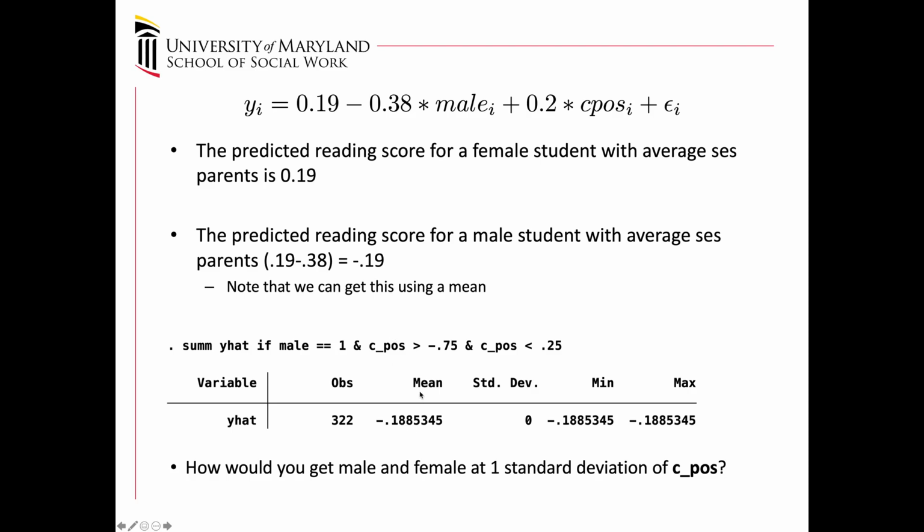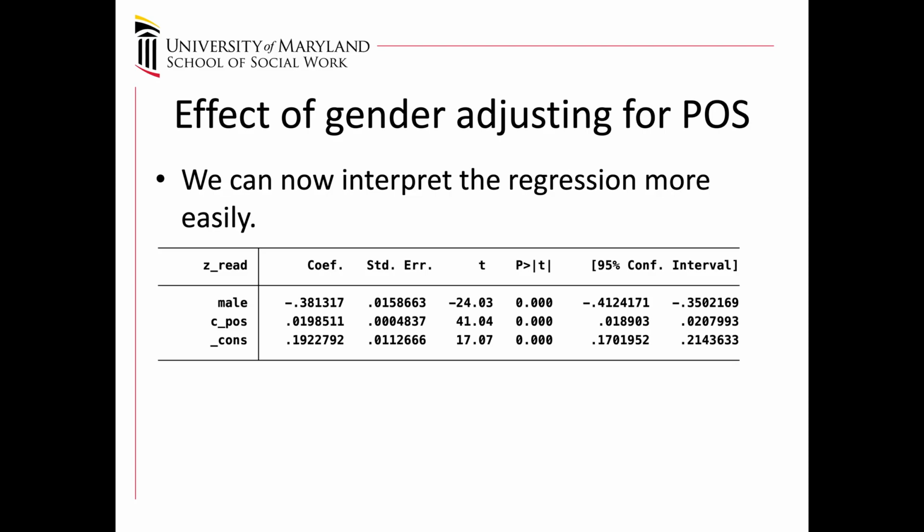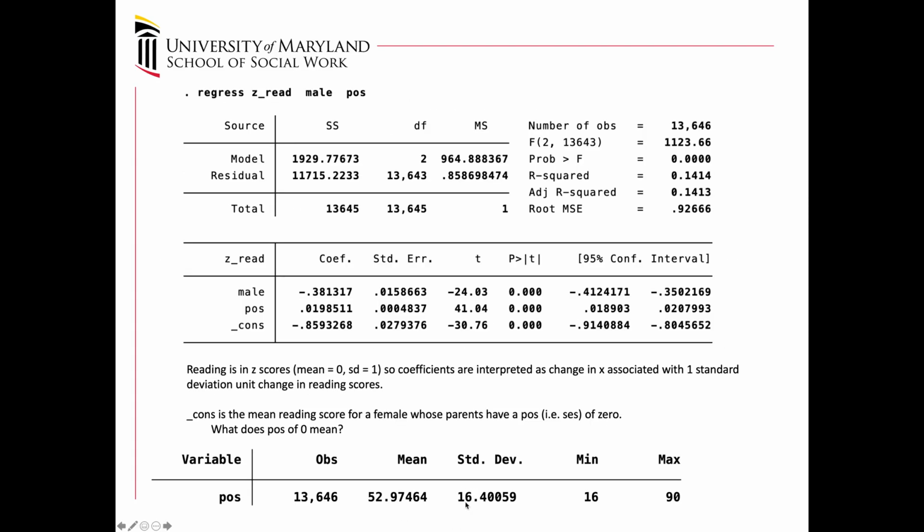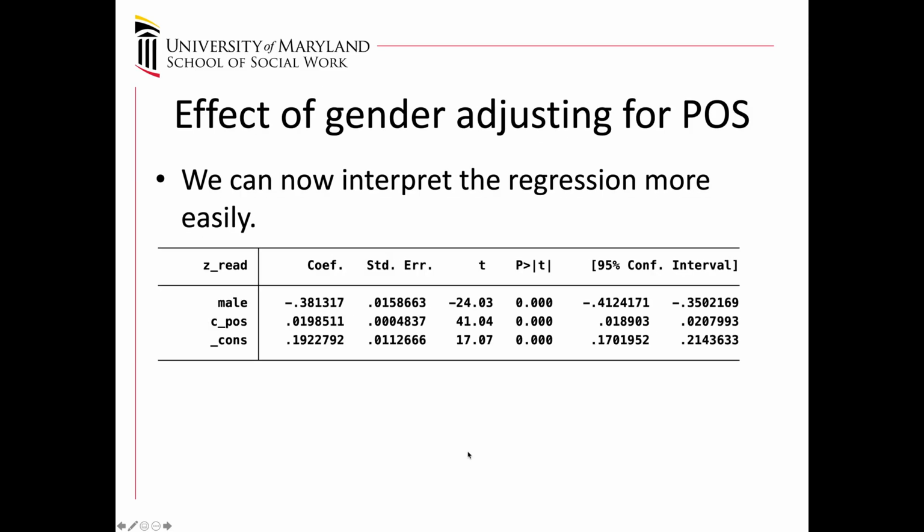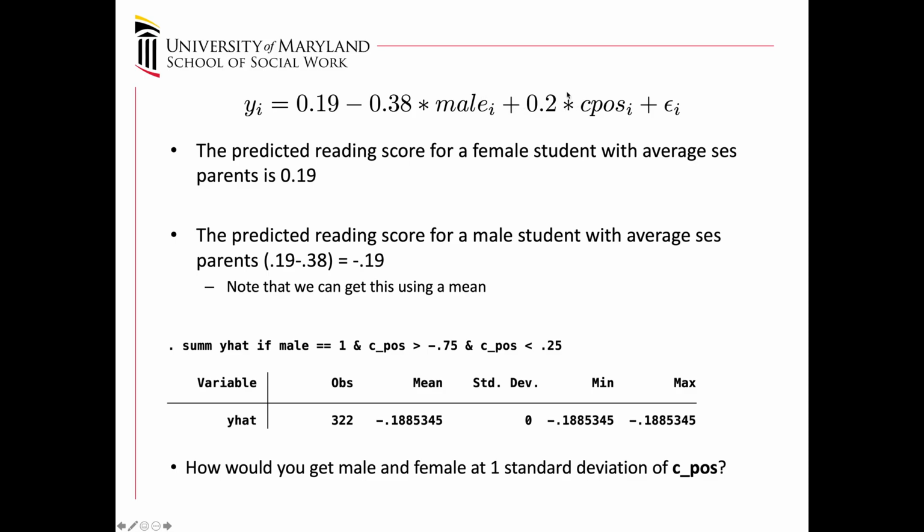And so what I want you to do is stop now and use the data, or you can do some math here. It's not that complicated. But what would you get if you were looking for the expected reading score for the typical male and typical female whose parents were at one standard deviation of the CPOS variable of the SES status? So take a second and see if you can get that, because we've covered all of the basics and you should be able to get it at that point. I will offer you one hint, and that's this number here. So we want one standard deviation score for males and females with parents at one standard deviation CPOS. Take a second.